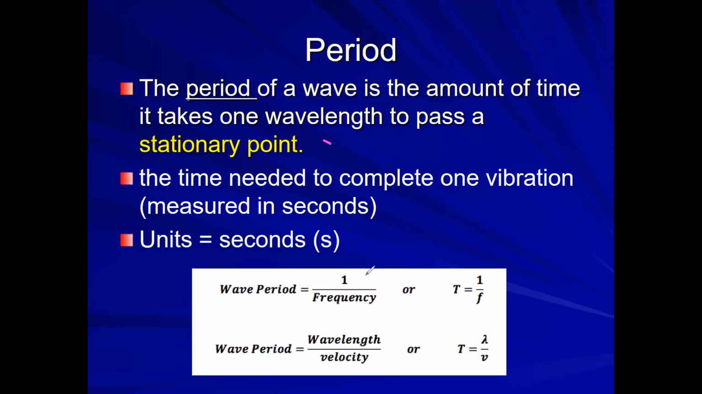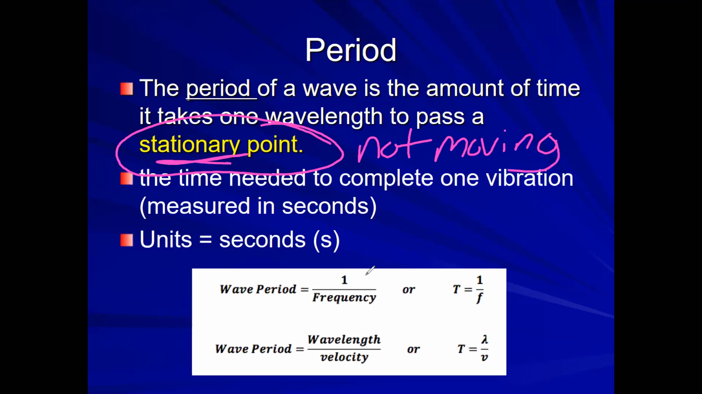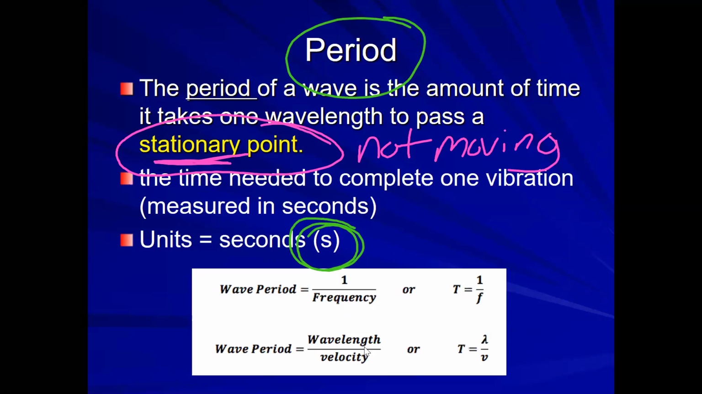So this is what you should be filling in on your notes right here, stationary point. Stationary means what? Stationary means not, you're correct, not moving, okay? Not moving, that's what stationary means, okay? And it is measured again in seconds, okay? So your period is measured in seconds. We probably would not do any period calculations, but you can see it's just 1 over the frequency, which is 1 over hertz, or wavelength divided by velocity. Okay, we probably won't do any calculations with these though.